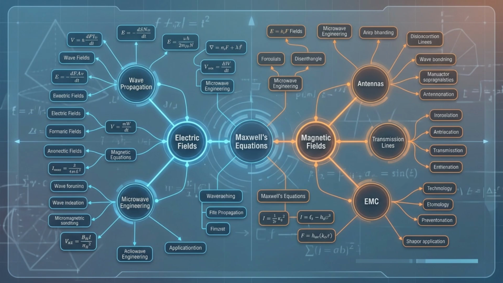We started this playlist by asking a simple question: what is electromagnetism? 20 lessons later, we have explored electric fields, magnetic fields, wave propagation, material properties, power transfer, losses, and antenna fields. Now it's time to connect everything together and see how these concepts form the foundation of RF engineering.